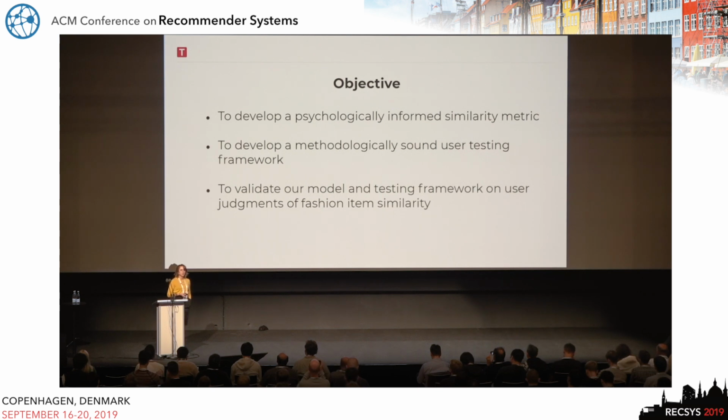The first thing that we wanted to do was to develop a psychologically informed similarity metric that took advantage of research in the field of cognitive psychology. The second thing was to develop a way to do methodologically sound user testing that takes advantage of best practices in psychological research methods. And the last thing was to apply this psychologically informed similarity metric as well as our user testing framework to evaluate user judgments of the similarity between specifically fashion items.